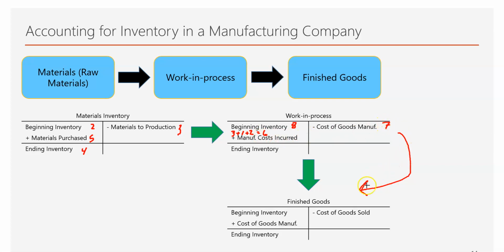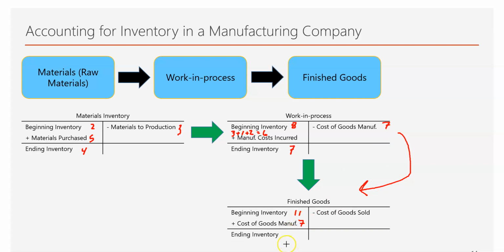$7 went into, was transferred to finished goods. So how much in cost do I have still left in work in process? Well, 8 plus 6 is 14, minus 7, and I have $7 here. Okay. So now let's say in finished goods I had $11 at the beginning of the month. Added my $7 that was transferred in from work in process.